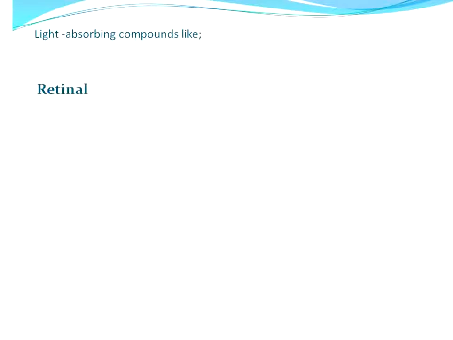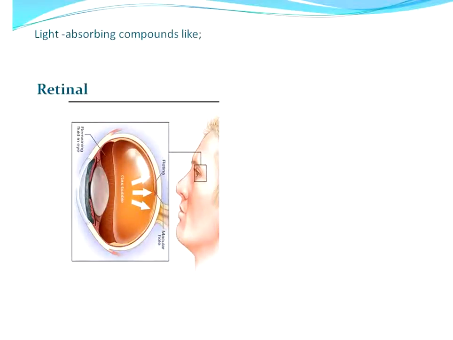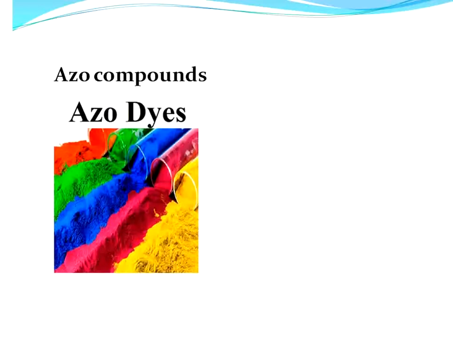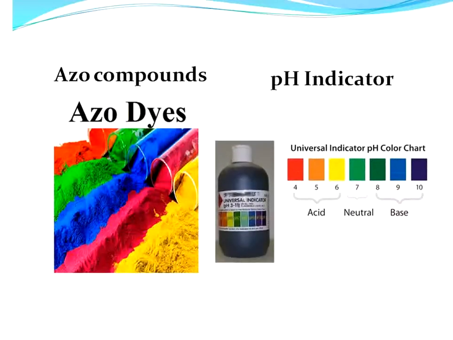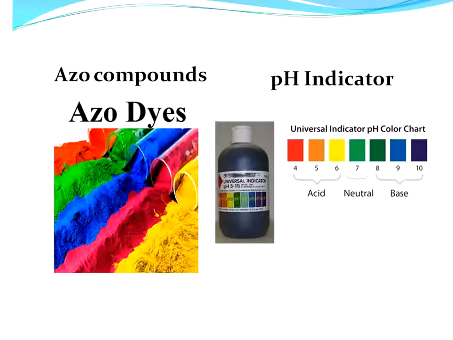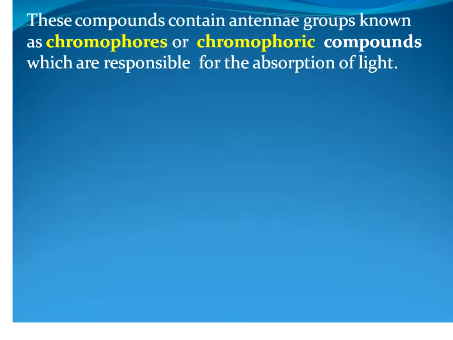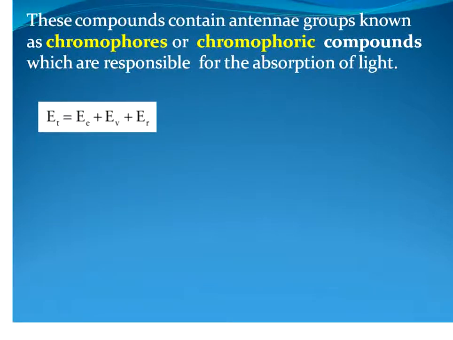Okay, and light absorbing compounds, for example, retinol. Retinol is the one that we normally use to see in our eyes. We have the different food colorings. We have the azo dyes, pH indicator, which is used to detect the acidity or alkalinity of a given solution depending on the color being given off, and many other compounds. Such compounds contain chromophores or chromophoric compounds which are responsible for the absorption of light.